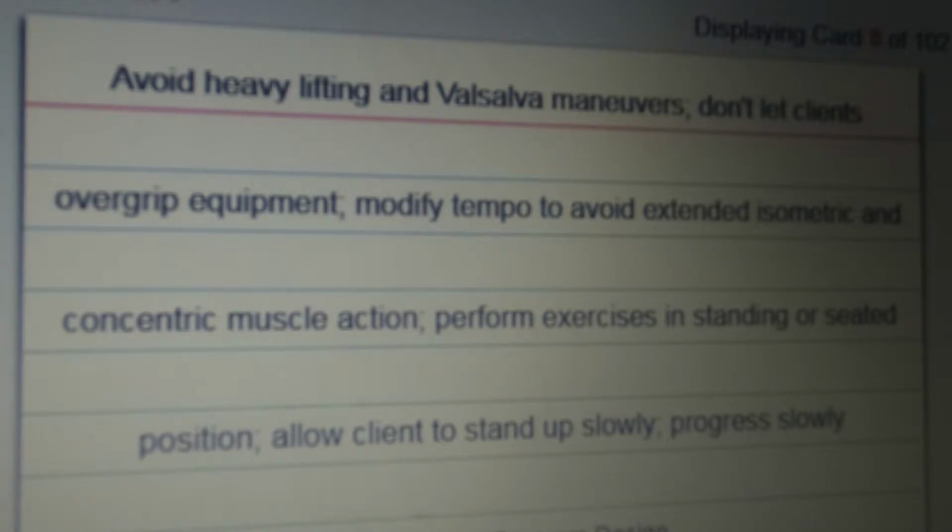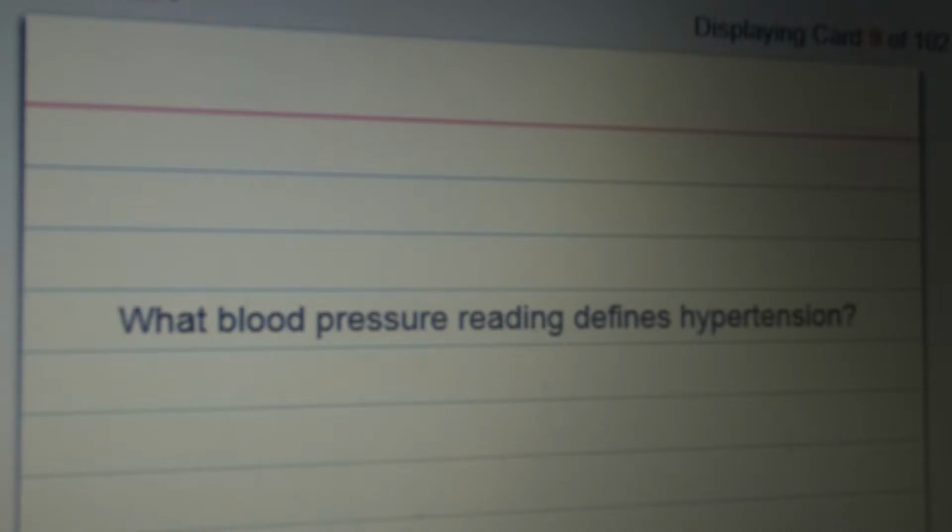Avoid heavy lifting and Valsalva maneuvers. Don't let clients overgrip equipment. Modify tempo to avoid extended isometric and concentric muscle action. Perform exercises in a standing or seated position to allow the client to stand up slowly. Progress slowly. What blood pressure reading defines hypertension? Greater than 140/90.